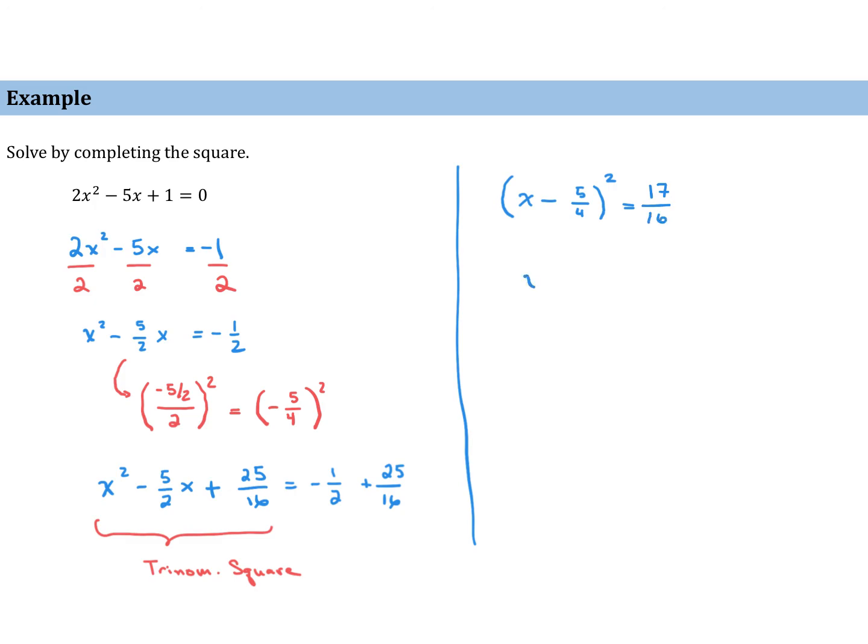So now, applying the square root principle, we have x minus 5 fourths equals positive or negative square root of 17 sixteenths. So we have x minus 5 fourths equals positive or negative square root of 17, and the square root of 16 can be simplified to just 4. Now let's add 5 fourths to both sides. 5 fourths plus or minus the square root of 17 over 4.